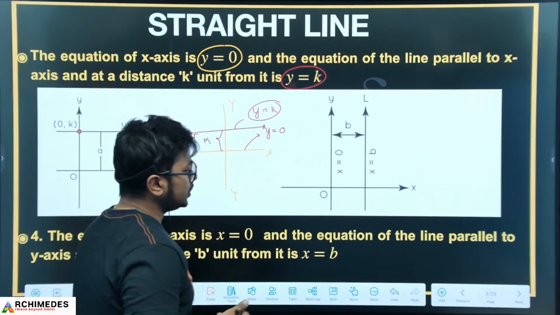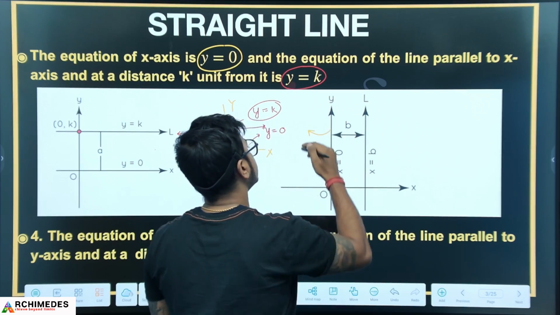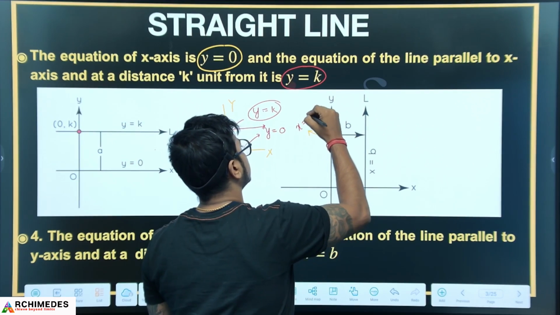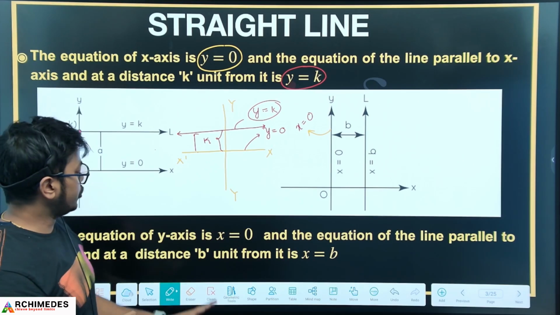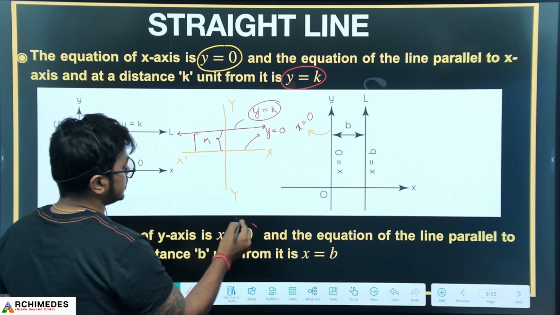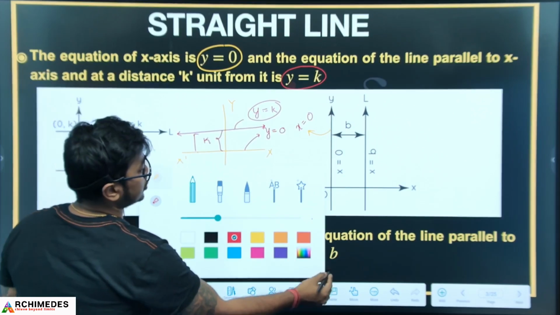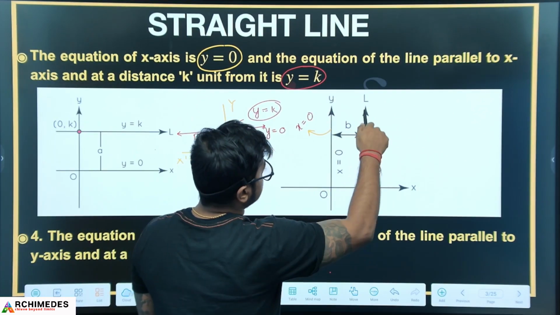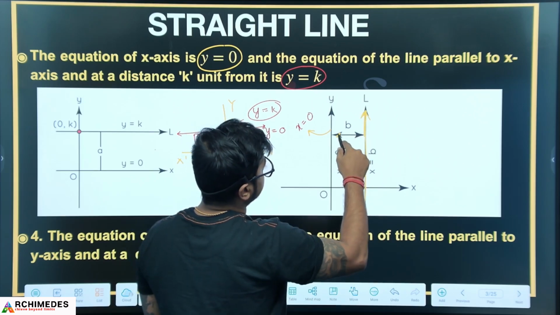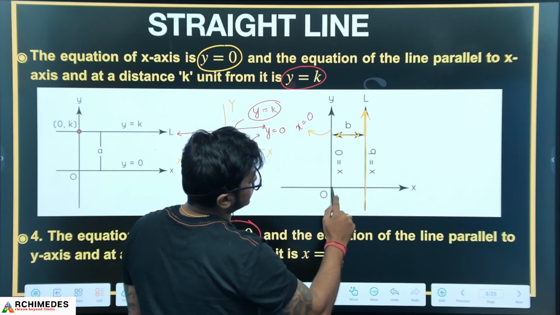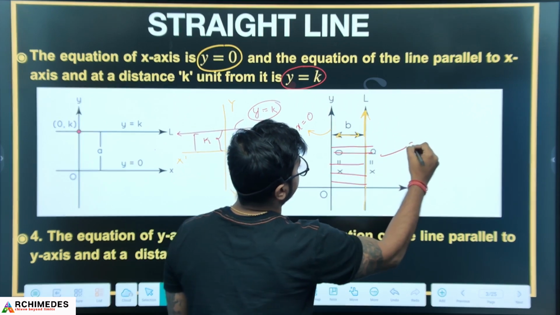Similarly, look over. We know that on the y-axis the x value is 0. Therefore, the equation of the y-axis is x = 0. If we draw any line which is parallel to the y-axis, suppose at a distance of b, then we know that x is always the same everywhere. So its equation is x = b.